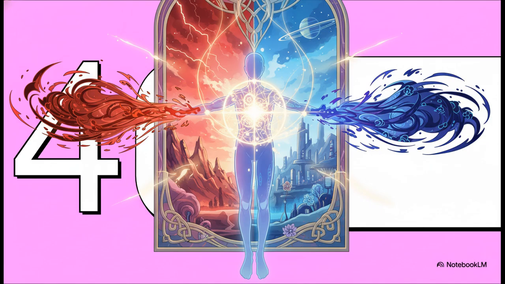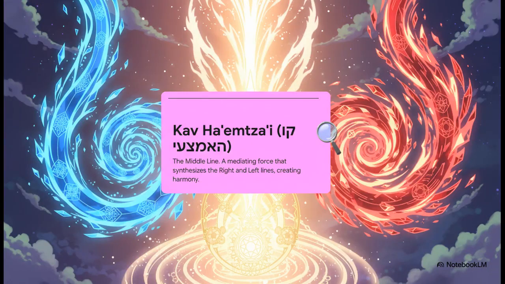Well, it turns out a brand new third force has to enter the picture. This is the great reconciler. The key is the emergence of what's called the Kav HaEmsai, the middle line. Now, this force doesn't pick sides. It's not trying to help kindness win or judgment win. Its entire purpose is to be a mediator. It reconciles the conflict and synthesizes these two opposing energies into a brand new, balanced flow that contains the best of both. It literally creates a new reality where harmony is finally possible.